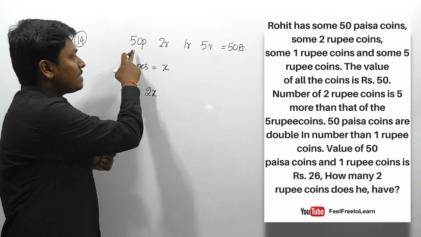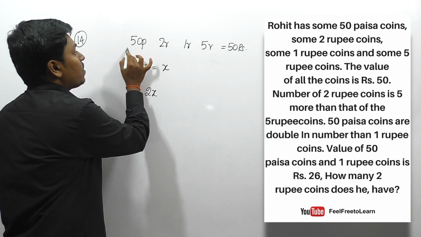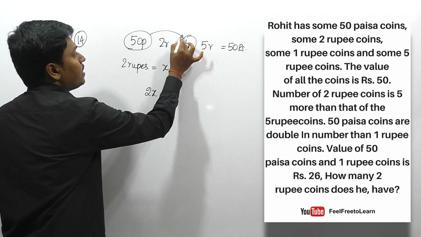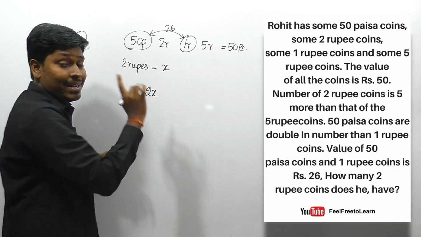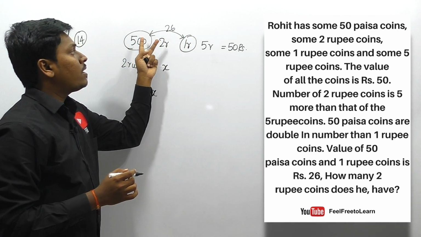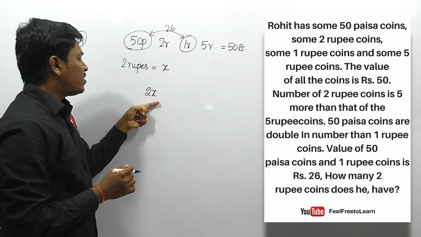So the value of 50 paise coins and 1 rupee coins will be rupees 26. It's a direct statement, friends. So the total value of 50 paise coins and 1 rupee coins will be 26 rupees. And the 2 rupee coin, let me assume as 2x.